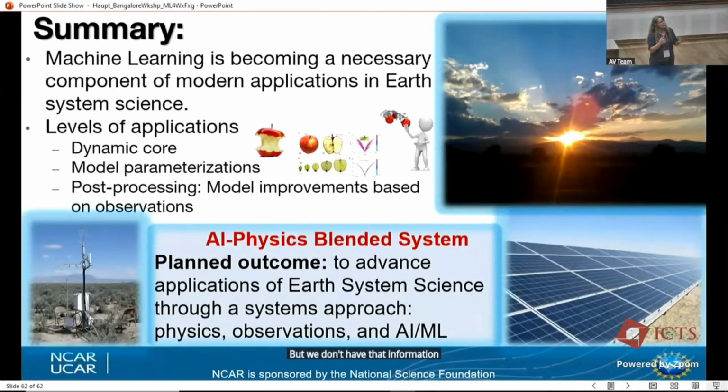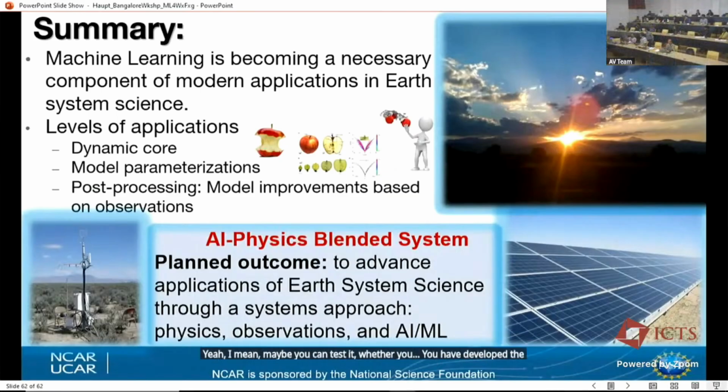I'll show you in my next lecture applying this over an urban region. Yeah, I mean, maybe you can test it. You have developed the model for a particular region, and you tested only a similar kind of region. Can you check it, or do you want to check it, where the physical conditions are totally different? Yeah.